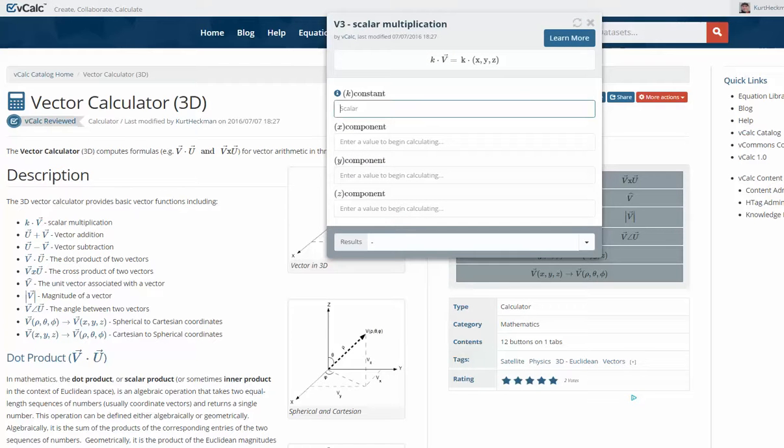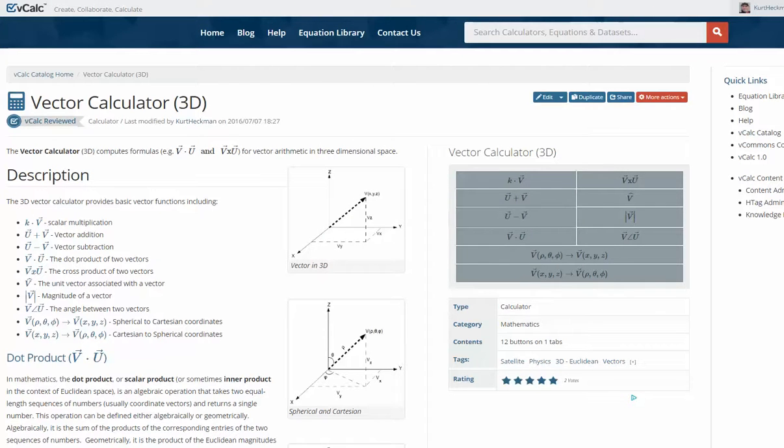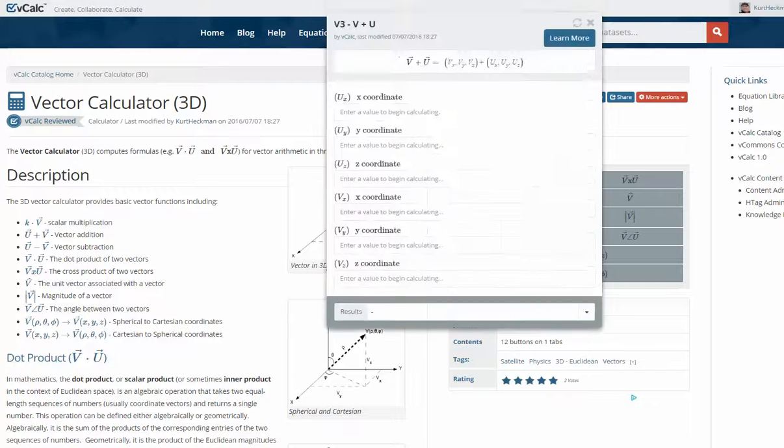case you enter in the scalar, and then the 3 components x, y, and z of the vector that you want. We'll put in 5.6 and say 9. And what it'll do is it will return the product of that. So it's 14.1, 16.8, 27.0. So that's scalar multiplication. Then it has the sum of 2 vectors.